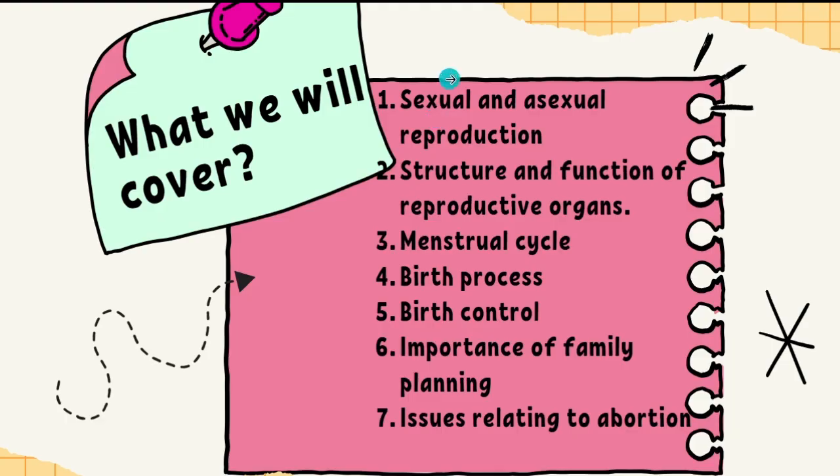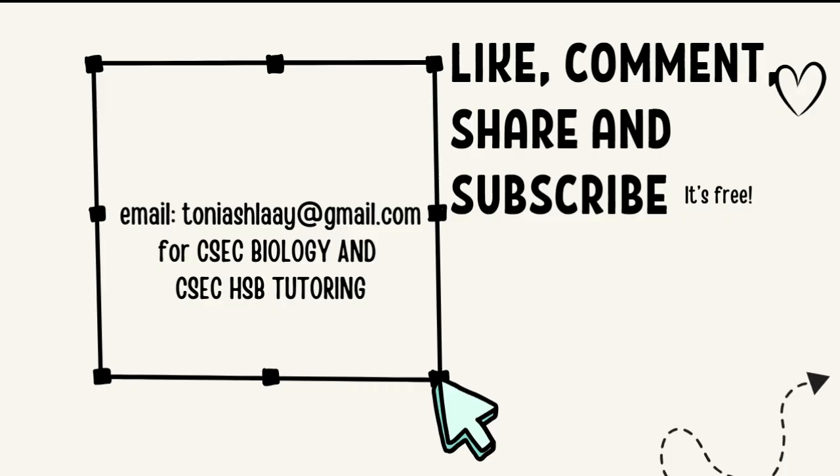So what you need to do is just know about these things, know about the differences, the advantages and the disadvantages, the structure and the functions. Be able to explain the menstrual cycle, or if you're given a diagram, be able to interpret it. Know the birth process, the birth control, different methods of birth control, the importance of family planning, and the issues relating to abortion, right? So these are all of the topics that we went through today.